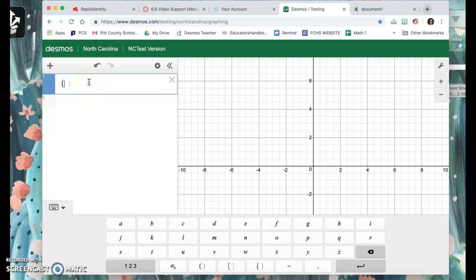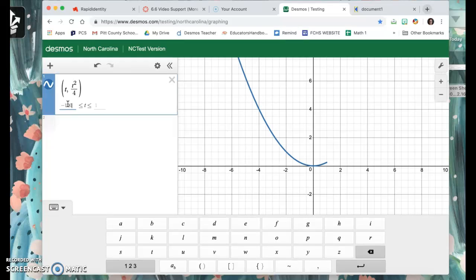So what I'm going to do is set this up as a point, as if it were an x value and a y value. So x was t and y was equal to t squared over 4. Now, once you do that, you're going to see a graph show up, because it's automatically going to do between 0 and 1. Now, this is obviously not the full graph. Most of the time I just play around with it and see if I can graph the whole thing.